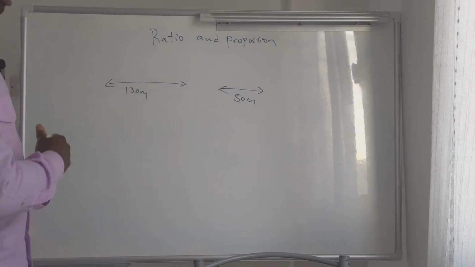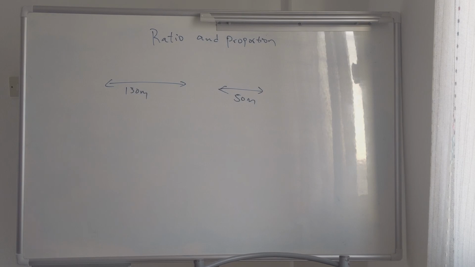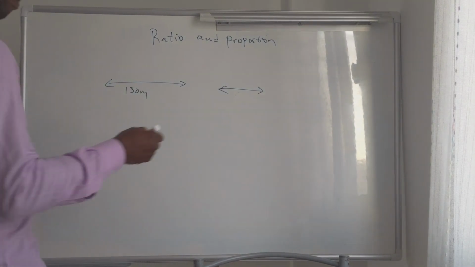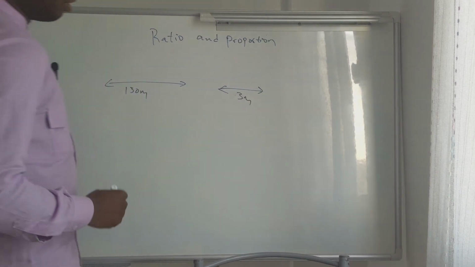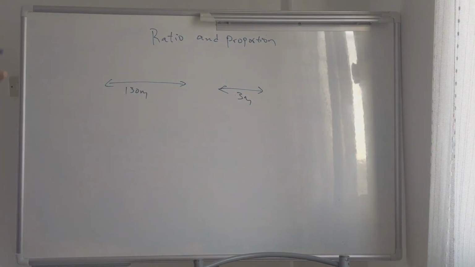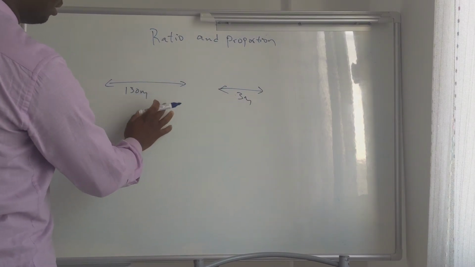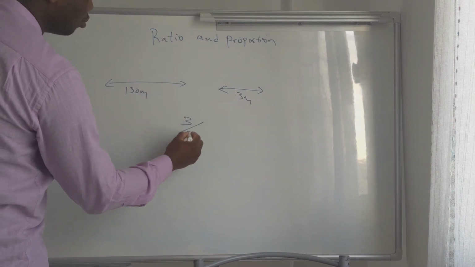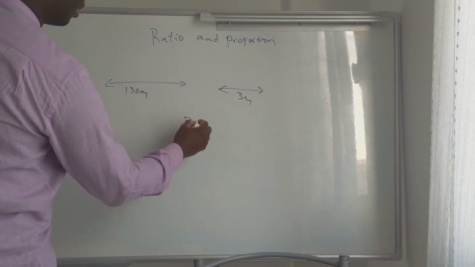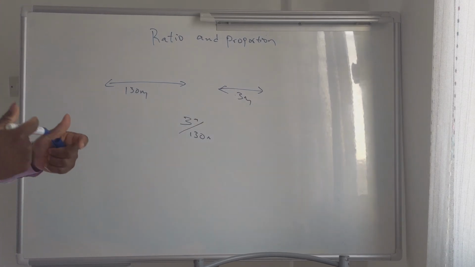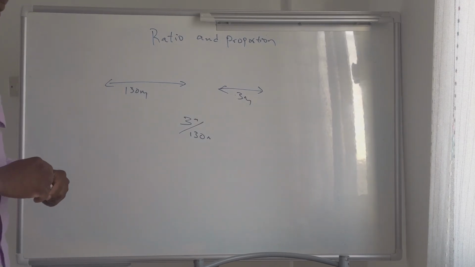So also ratio can be written as a fraction. For example, imagine you're trying to compare two objects, one 130 meters and another one 3 meters. It can be written as a fraction, so if we are comparing these, we can say this is 3 to 130 meters. So this is the ratio 3 to 130 meters. So it can also be written as a fraction.